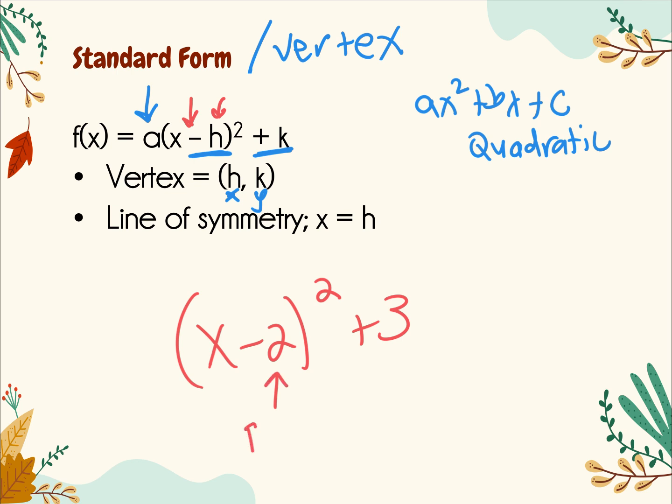Well, it moves to the right 2, which is the opposite of what we think, and this is y. And then this would move up 3. So your vertex would be at (2, 3). That's how you can take that out of this.